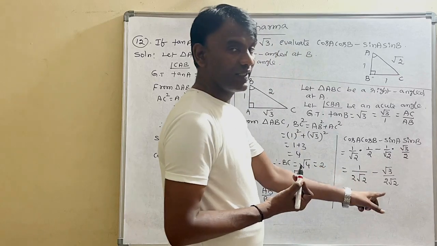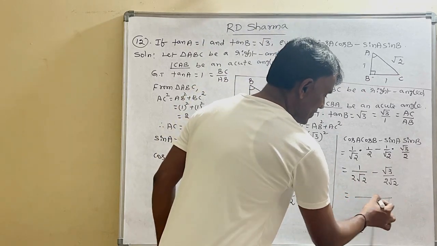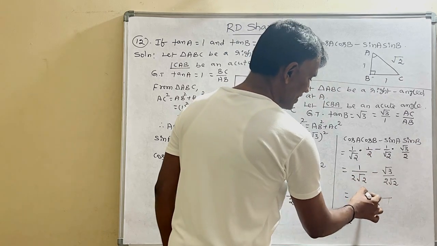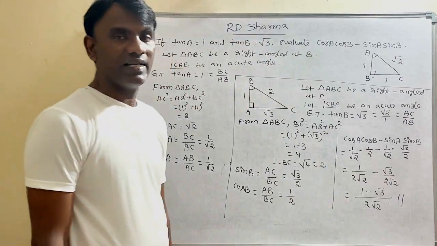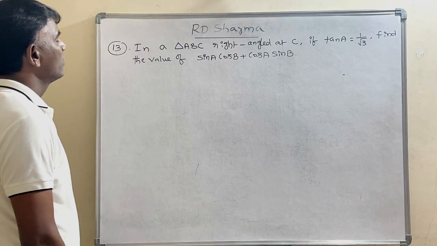Now both the denominator values are equal. That is called LCM, right? If we want the LCM, we just write 2 into root of 2. And coming to the numerator, it is 1 minus root 3. So 1 minus root 3 by 2 root 2 is the answer. Okay, this is the 13th question.